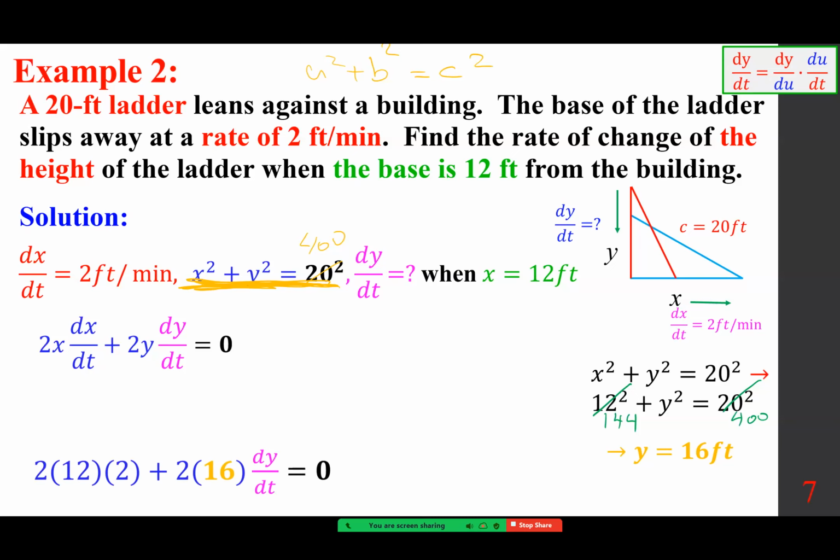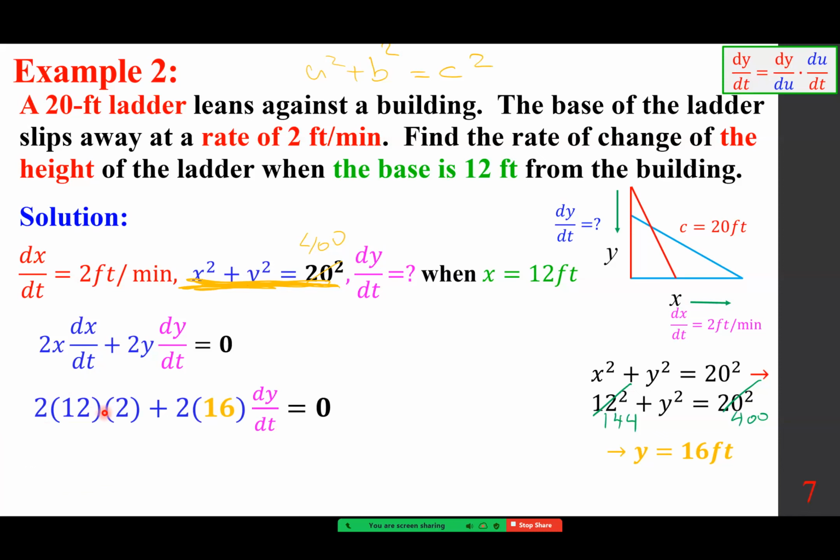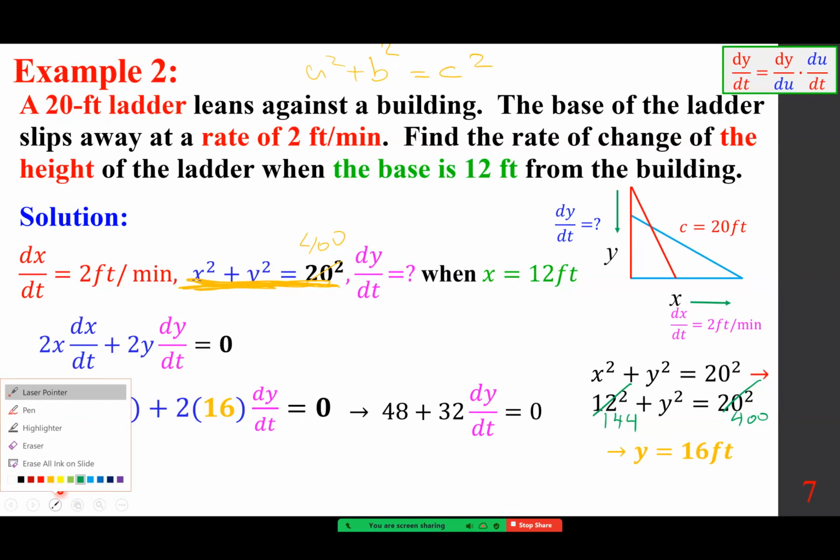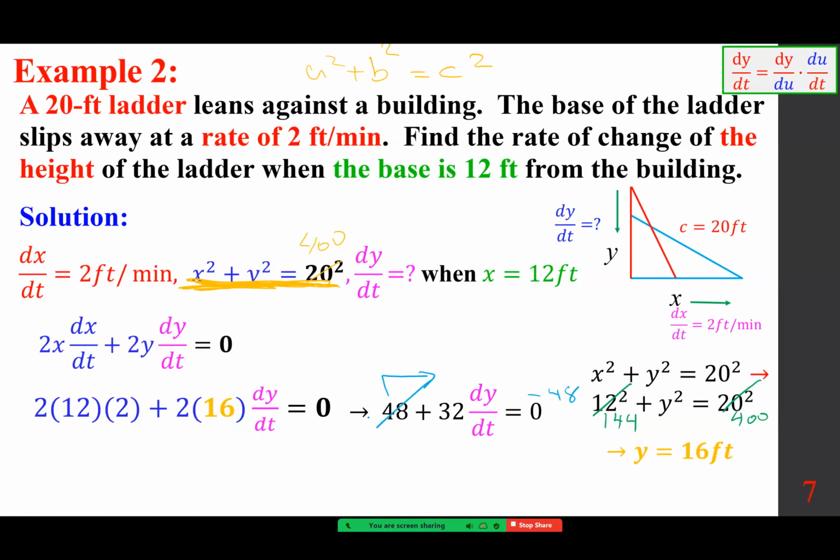Now we have everything and we plug in 2 times 12 times 2, plus 2 times 16 times dy/dt. This was missing. We found it. And so this is 2 times 2, 4, times 12. This is 48. This is 32. We are going to move the 48 to the other side, making it minus 48, and we're going to divide by 32. Both of them are divisible by 16. We get negative 3 halves feet per minute.